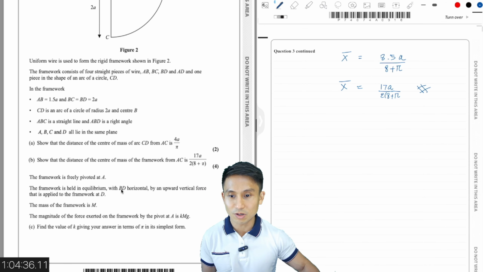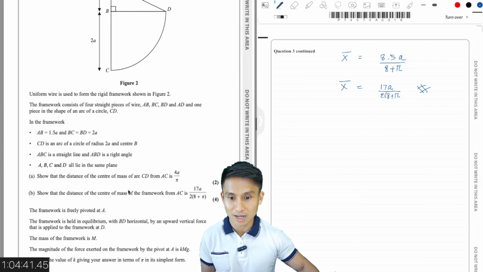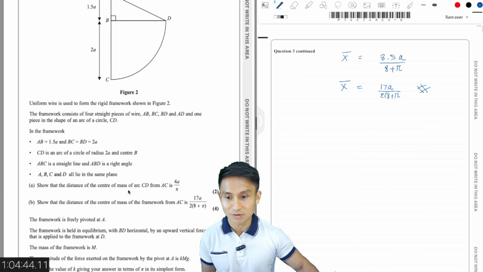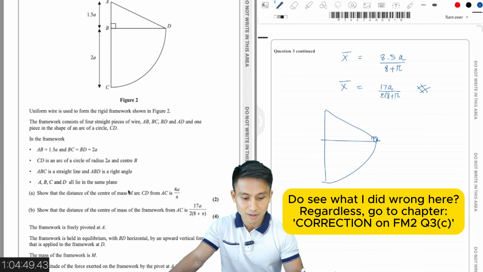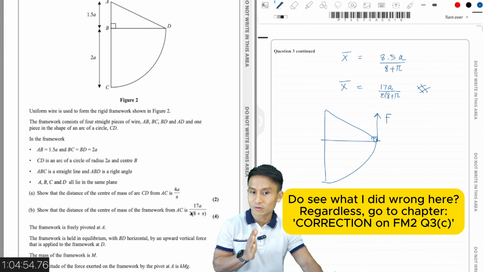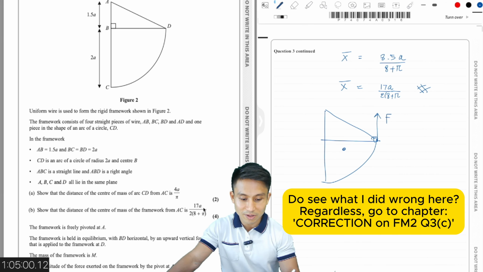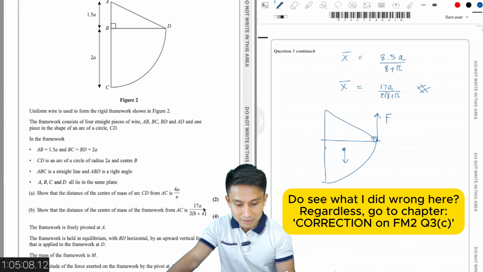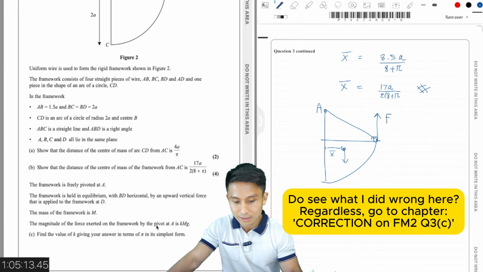Okay, the framework is freely pivoted at A, like hanging from A, yeah? The framework is held in equilibrium with BD horizontal by an upward vertical force that is applied to the framework at D. So basically it's just going to look like this, upward vertical, like that. And the center of mass of the whole framework is probably somewhere here, which is this distance away from the AC. This is x bar.